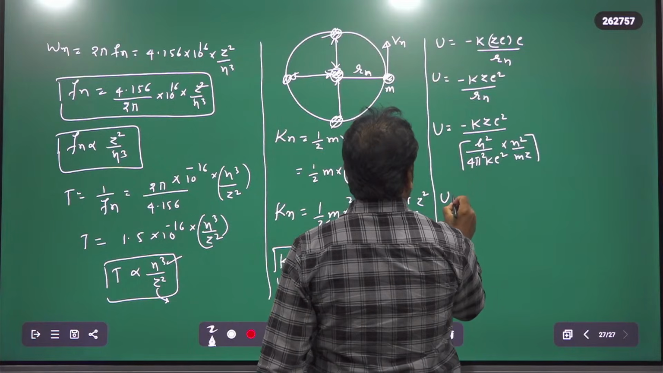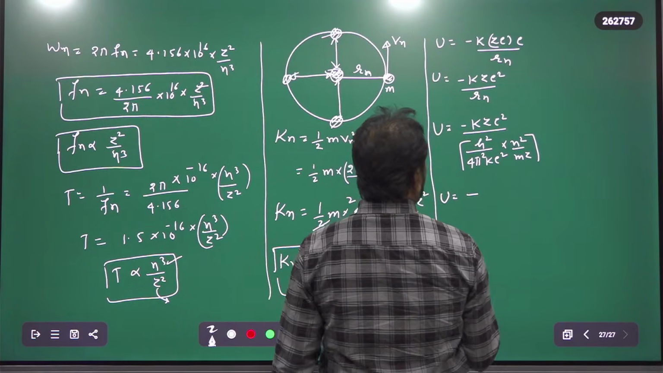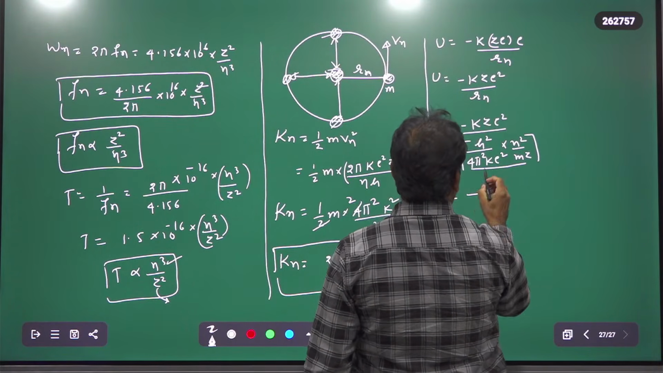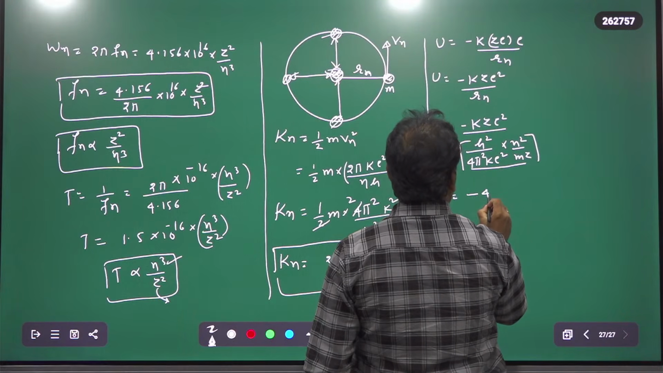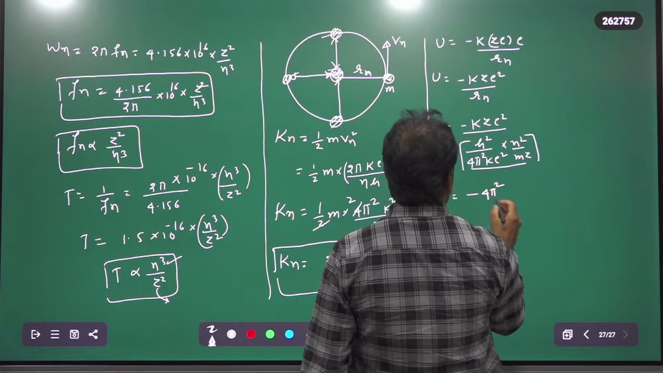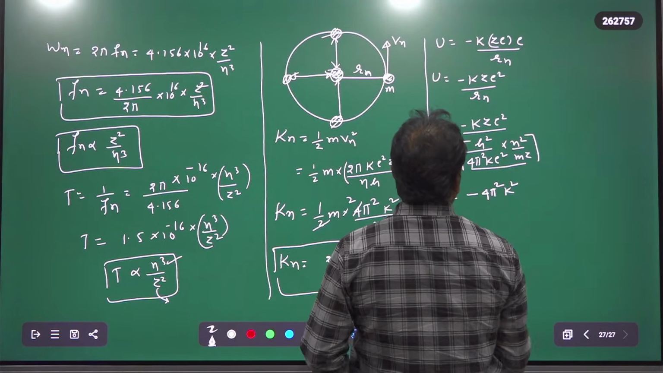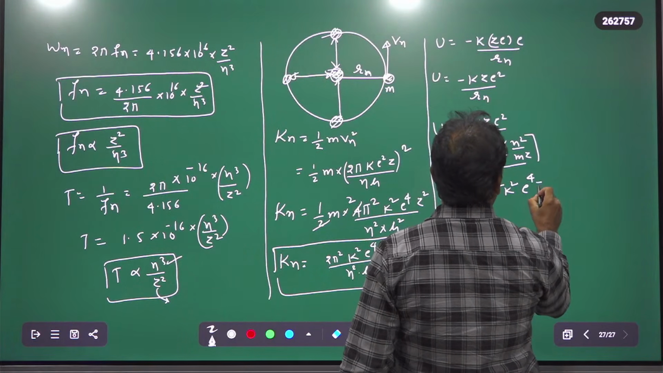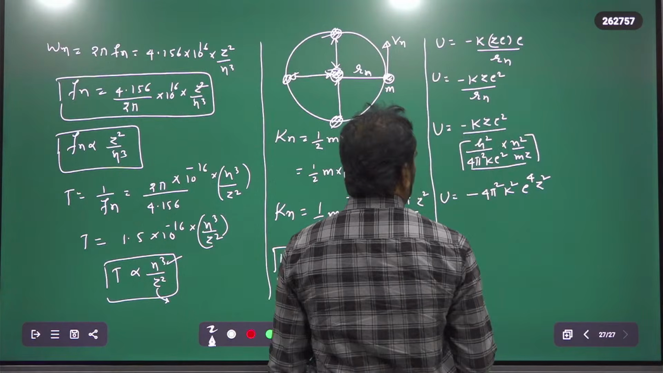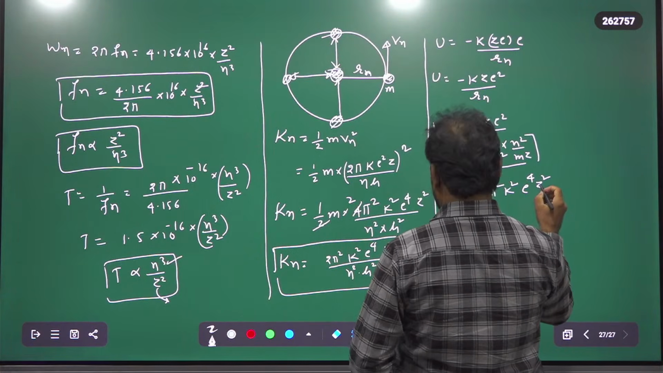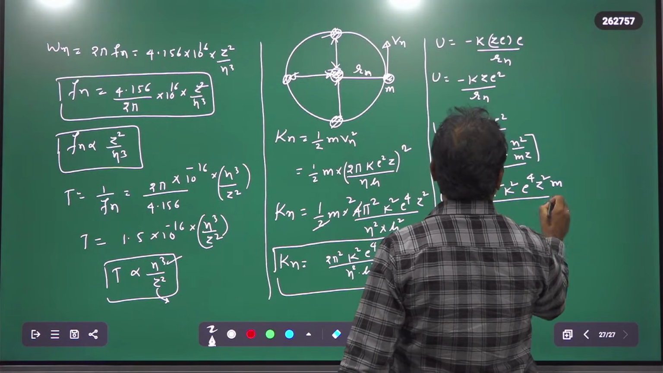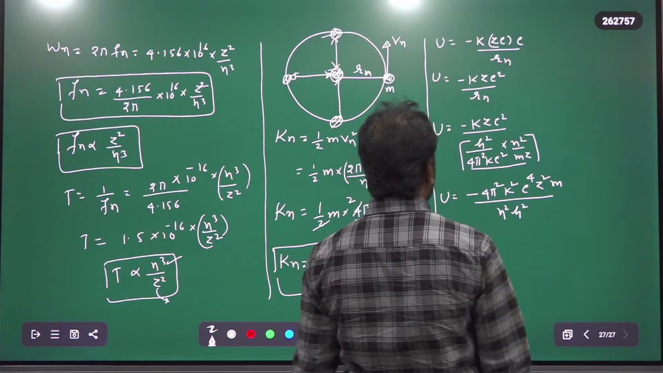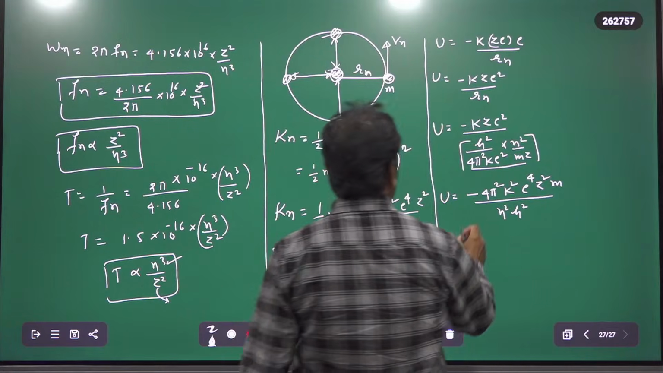That is, U is equal to minus; this term will go to the numerator. k into 4 pi square in the numerator gets 4 pi square k square, next e power of 4, z square into m upon n square into h square. So this is the potential energy of an electron in the nth orbit.